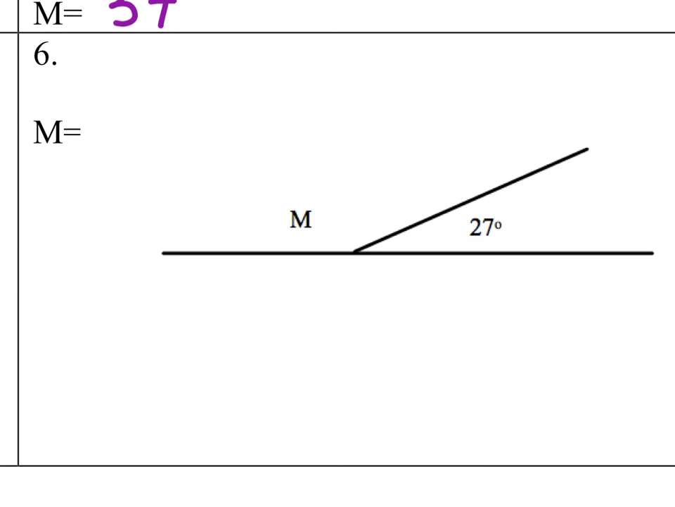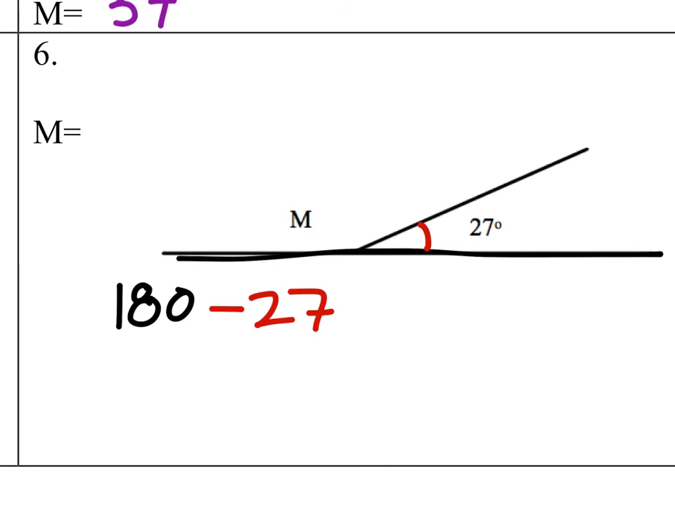So again, this gives us a straight line, a supplementary relationship, which is 180 degrees. And one of these angles is already 27, so we'll take that off. And that will tell us the value of M, which it appears would be 153 degrees.